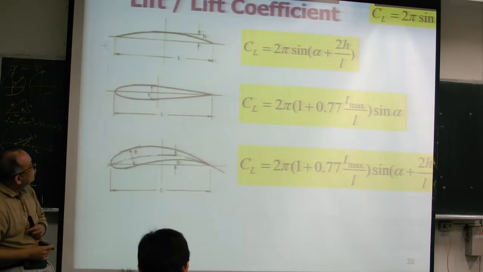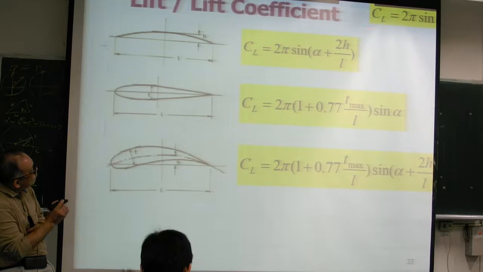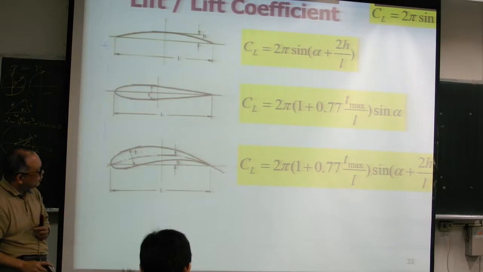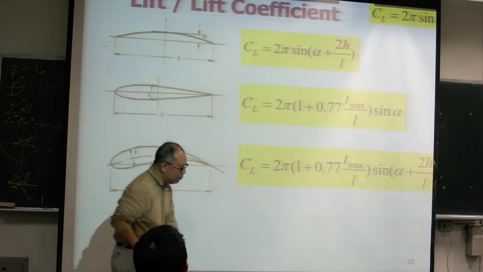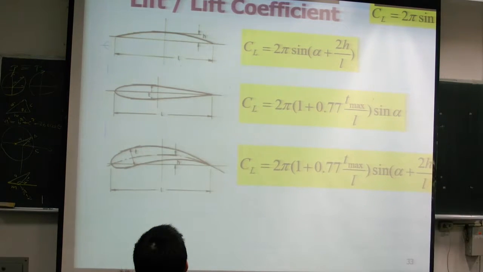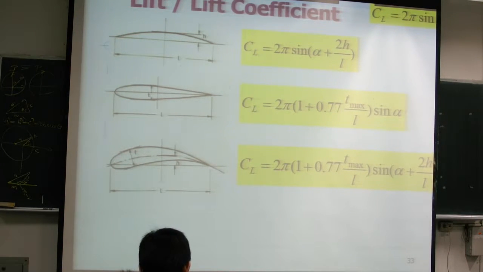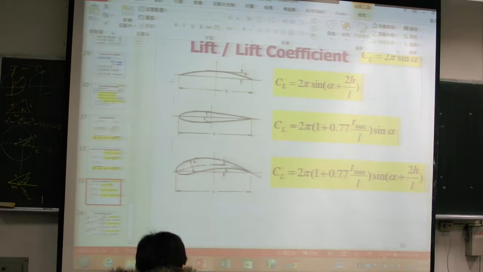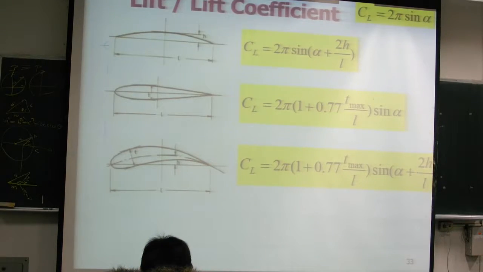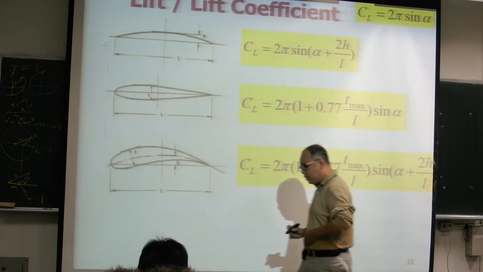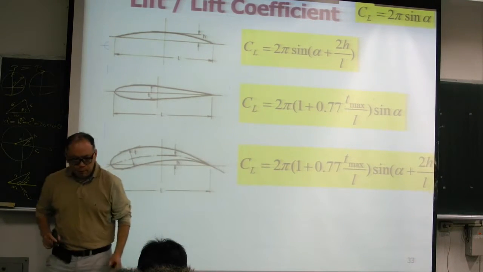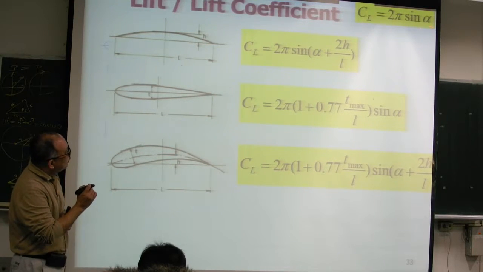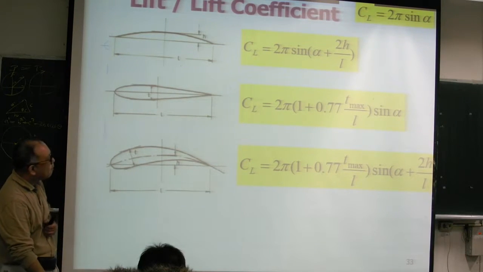Okay, next, we would like to know the lift with a camber as well as a thickness effect. The lift coefficient for a flat plate is 2 pi sine alpha, right? This is the flat plate. So 2 pi sine alpha gives you the lift. 2 pi sine alpha is a reference: flow over a flat plate with angle of attack alpha.